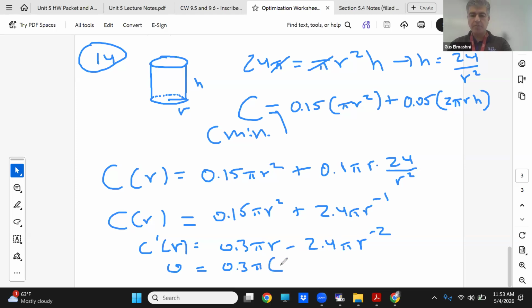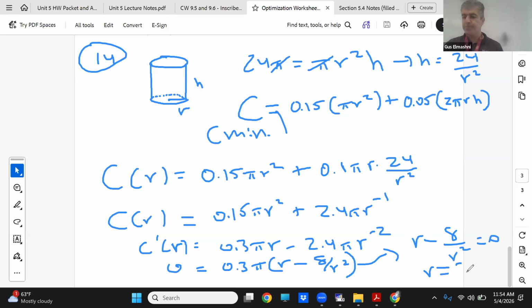And, so factor out 0.3 and pi. So what does that mean? R minus 8 over r squared has to equal what? Yeah. And I trust you guys can do this. You cross multiply, work it out. You should get 2. Comes up really nice and clean. Like r equals 2. What's your height? 6. Yep.